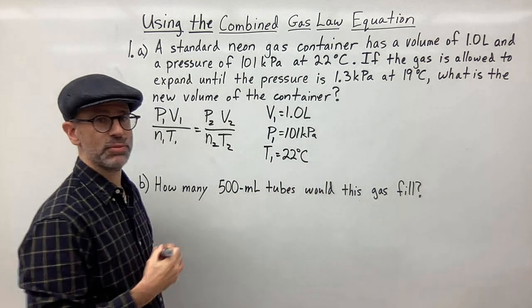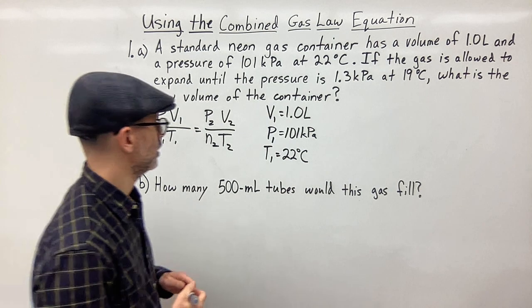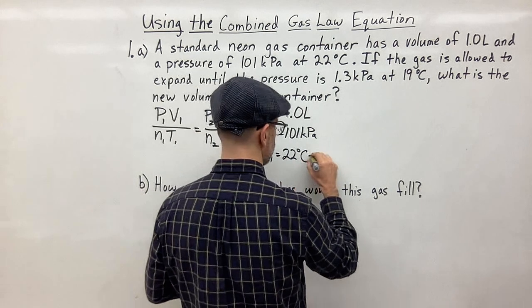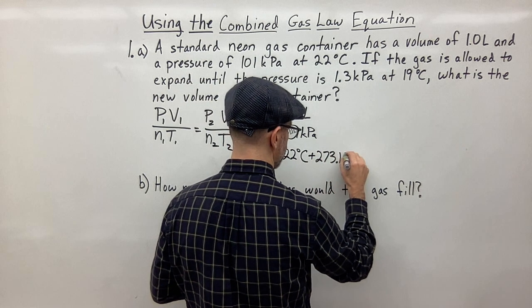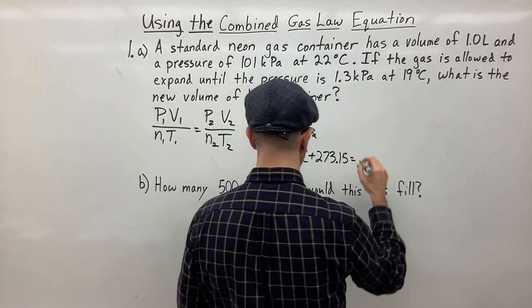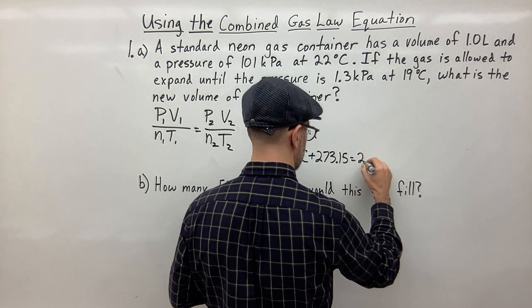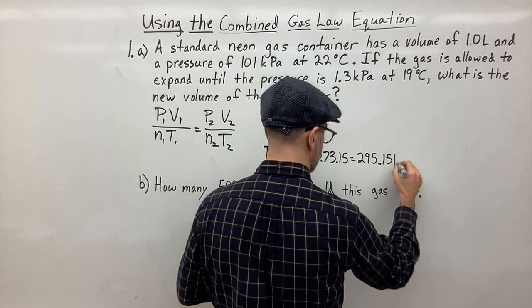And remember, temperature is always going to be in Kelvin for gas law problems. So we need to add 273.15, and that's going to give us 295.15 Kelvin.